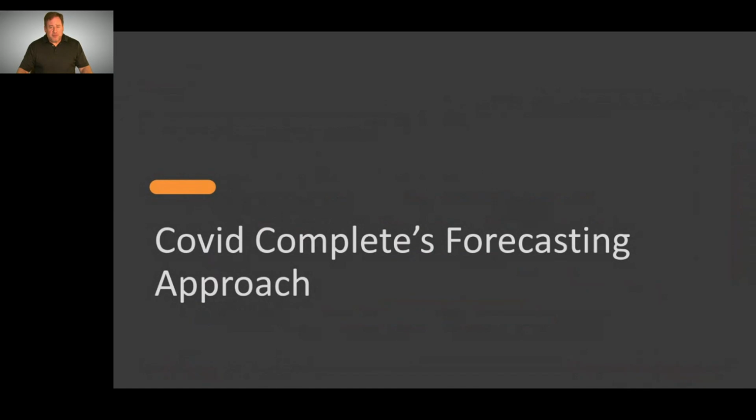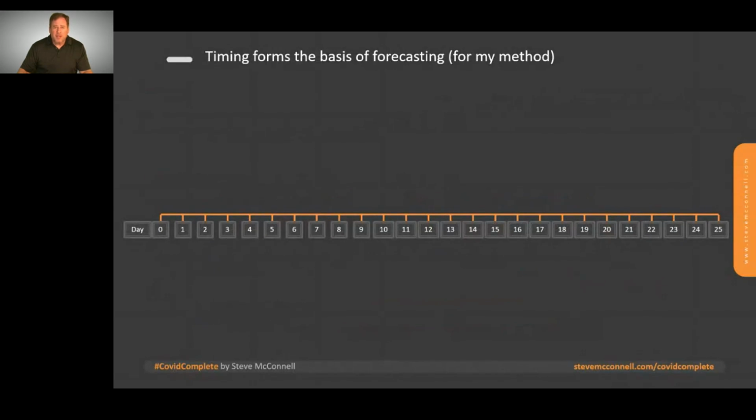So my specific forecasting approach, my model called COVID Complete, is really based on the timing of how the disease progresses. This will seem a little obvious at first, but on day 0, someone gets infected. And a couple days later, and the research on this is reasonably solid at this point, they become contagious. They don't become contagious the instant they're infected. They become contagious a couple days later. At some point after that, around 4.5 days on average, a person develops symptoms.